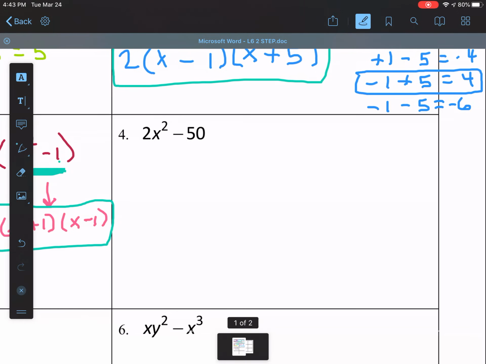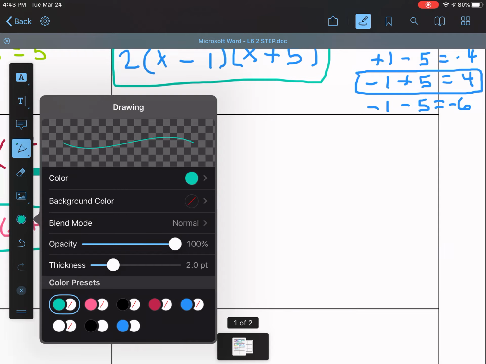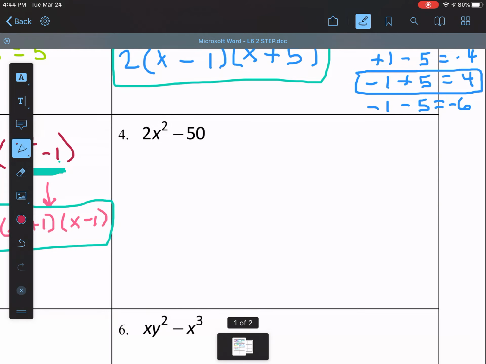All right, so again, the first thing we always want to check for is, do we have a GCF? So x is definitely not a part of it because we don't have x's in both pieces, but if you think about the 2 and the 50, so our factors of 2 are 1 and 2, and our factors of 50 are 1 and 50, 2 and 25, and 5 and 10, okay? So your greatest common factor is 2, okay?